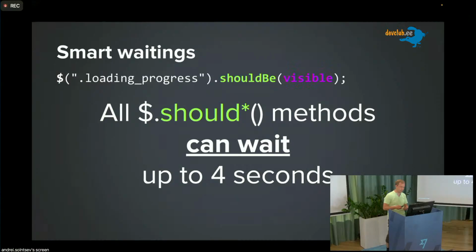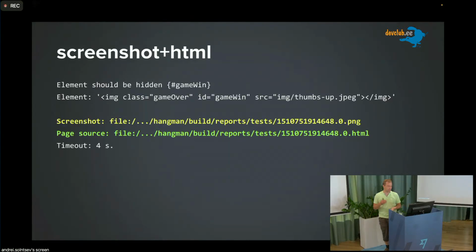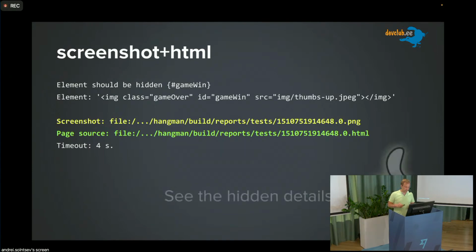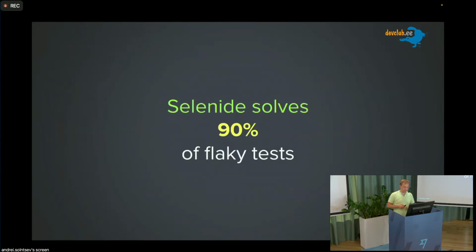And additionally, in case of test failure, Selenite also automatically takes a screenshot and saves the source of the web page. So it's easier to investigate why the test failed, what exactly happened there. This was a brief overview of the most common flaky problems that Selenite can solve.